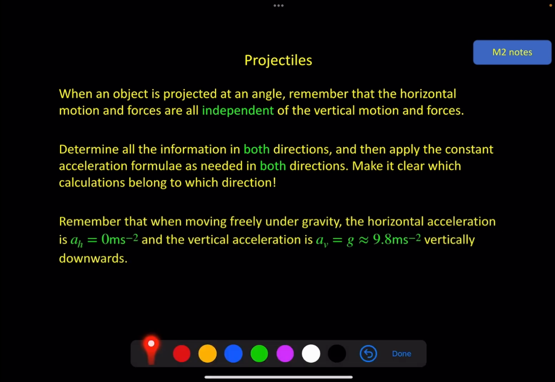That's just to help your examiner out. Remember also that when moving freely under gravity, the horizontal acceleration is 0 and the vertical acceleration is g, which we tend to approximate as 9.8 vertically downwards. The rest of the video is lots of examples bringing together the work we've done from the last two videos.